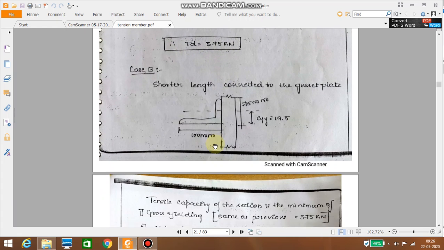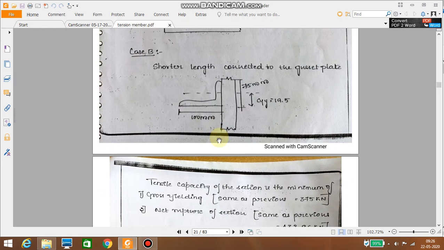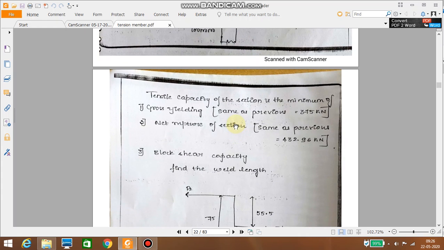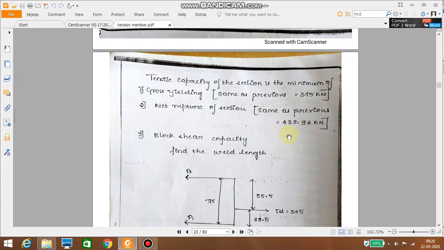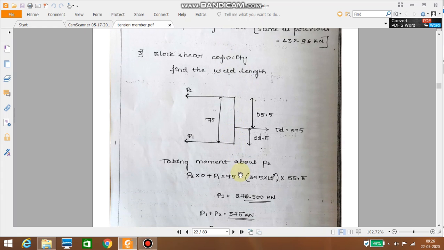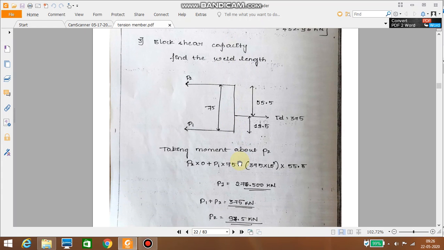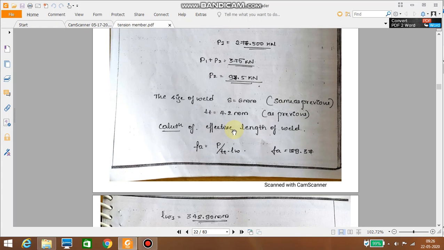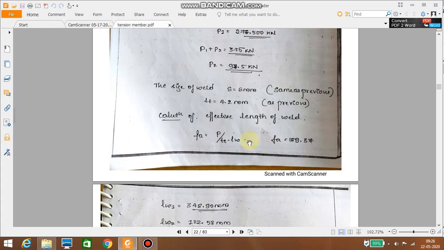Now the second case. In the second case, you change the legs, go for 75 mm and the corresponding CYY value you locate, it is 19.5. So gross section will remain the same 375, net section rupture will remain the same 432.96 kilonewton. Now the block shear capacity, here the values will change. This is 19, this is 55.5. So correspondingly we get P1 and P2 varying. The size of the weld will remain as it is. Then the thickness of the throat will remain as it is.